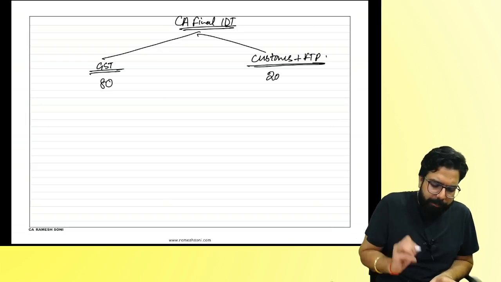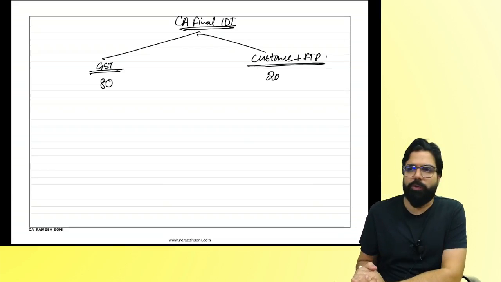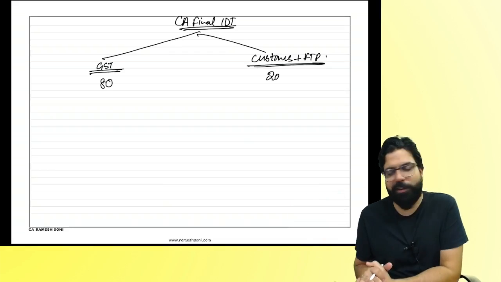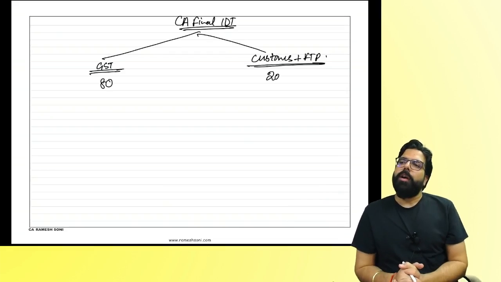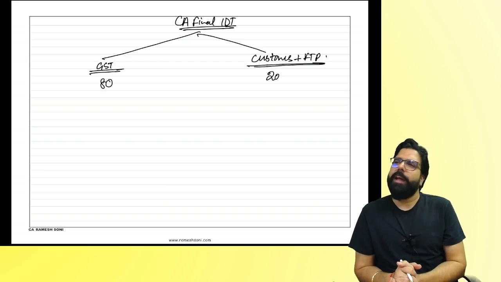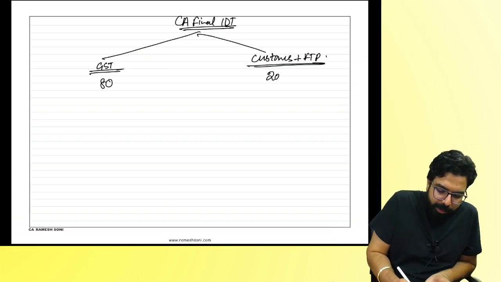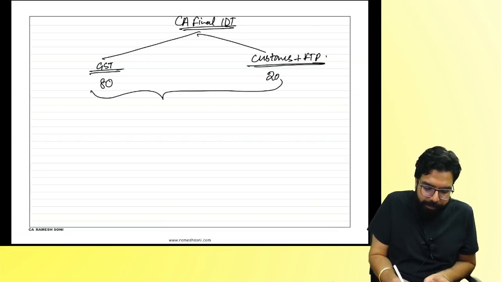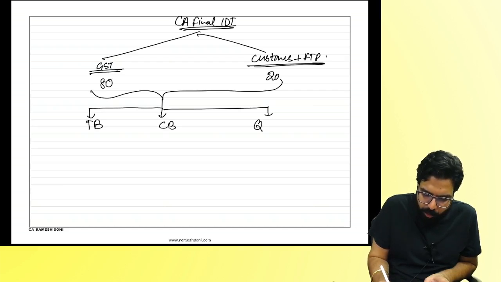Students of the CS and CMA institutes, all three institutes' students, can watch these classes. When we are covering GST, customs and FTP, we'll be covering this with the help of our three books: one is the textbook, one is the chart book, and one is the Q&A material, which also has the MCQs.